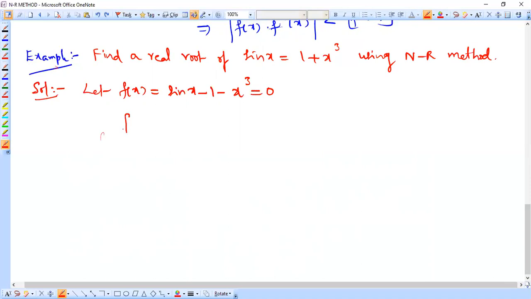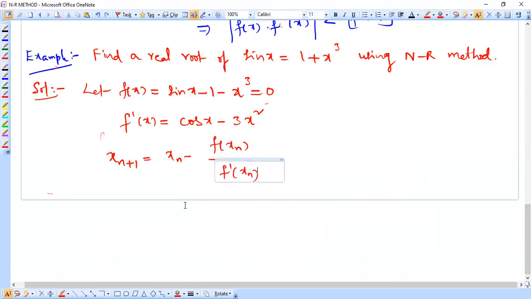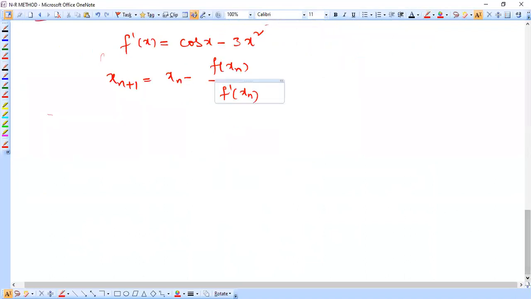Now I am calculating f dash of x, the derivative, which is cos x minus 3x square. Okay, this is my f dash of x. Now what is my iterative formula? Xn plus 1 is equal to xn minus f of xn by f dash of xn. This is my iterative formula. Now first I have to choose an initial approximation to the root.